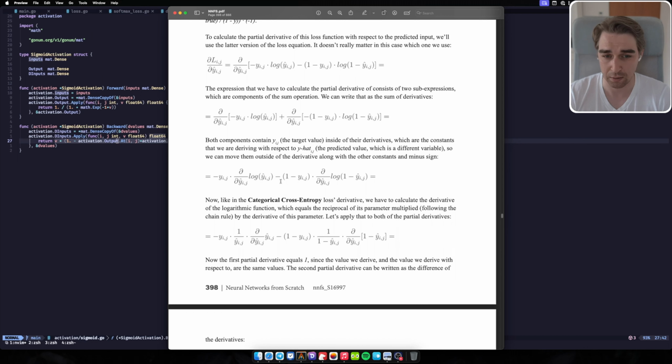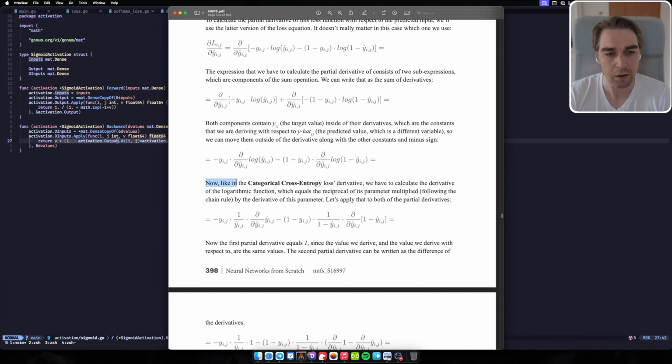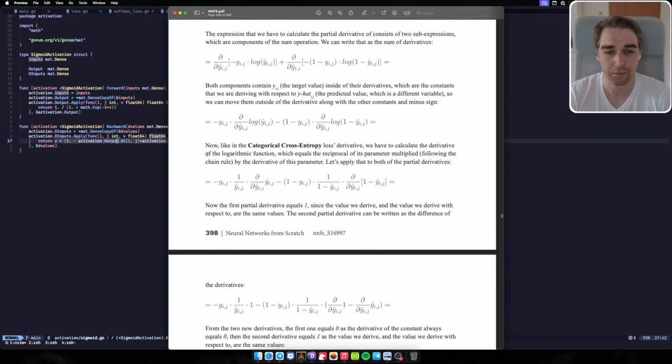Again, this plus sign makes the minus. This, as we treat it as a constant value, we are moving it outside because of the multiplication, and then calculating the derivative of the logarithm. Now, like in the categorical cross entropy loss derivative, we have to calculate the derivative of the logarithmic function, which equals the reciprocal of its parameter multiplied, following the chain rule, by the derivative of its parameter. Let's apply that to both of the partial derivatives.